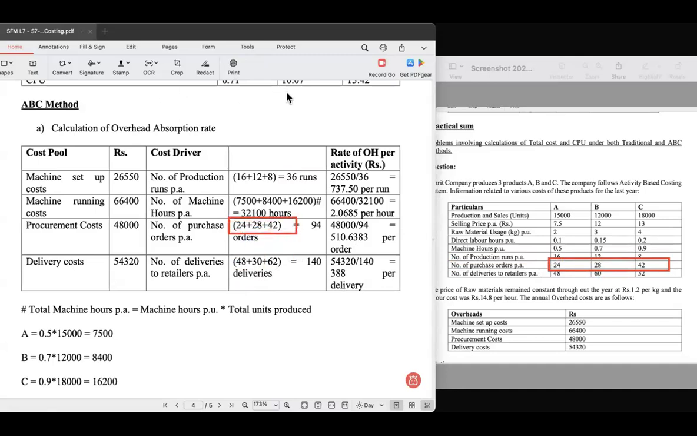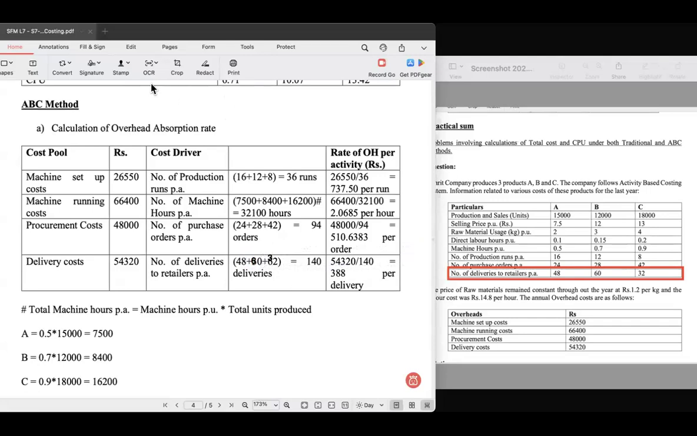Done. Now, delivery cost, number of delivery retailers per annum, there is an error. So we need to correct it. So 48 correct, but here it's not 30, it is 60. Right? It is 60. Look at the question. It is 60. And this is not 62, it is 32. Right? It is 32.